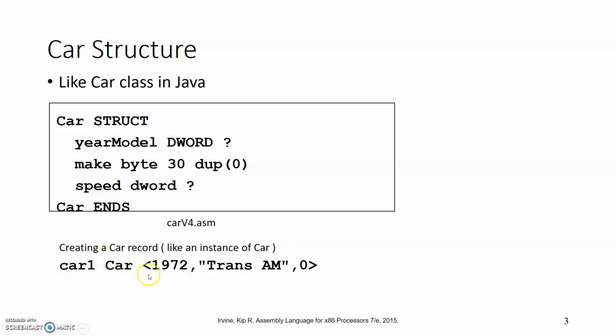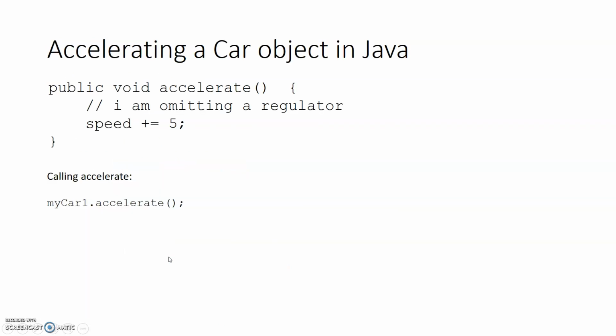And so this would define a car record called car1. Now, there is no constructor for struct. It would be positional. So 1972 goes to the year model, Trans-Am goes to the make, 0 goes to the speed. And this would create an instance of car.